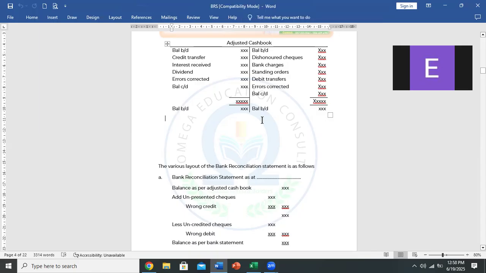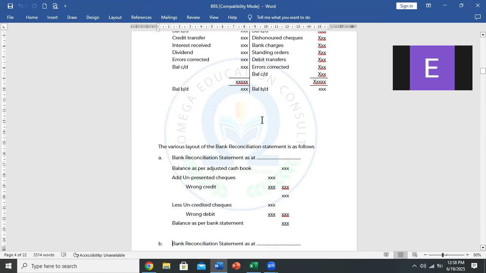I also gave a hint about the reconciliation statement, that you can begin with the balance as per the cash book, okay? If you start with that, then you need to add unpresented checks and less uncredited checks. Now, the wrong credits, wrong debits you see here are the errors made by the bank. And I also gave you a hint that wrong credit goes with unpresented checks and wrong debit goes with uncredited checks. The little clue I can give you here to remember this is always look at this.